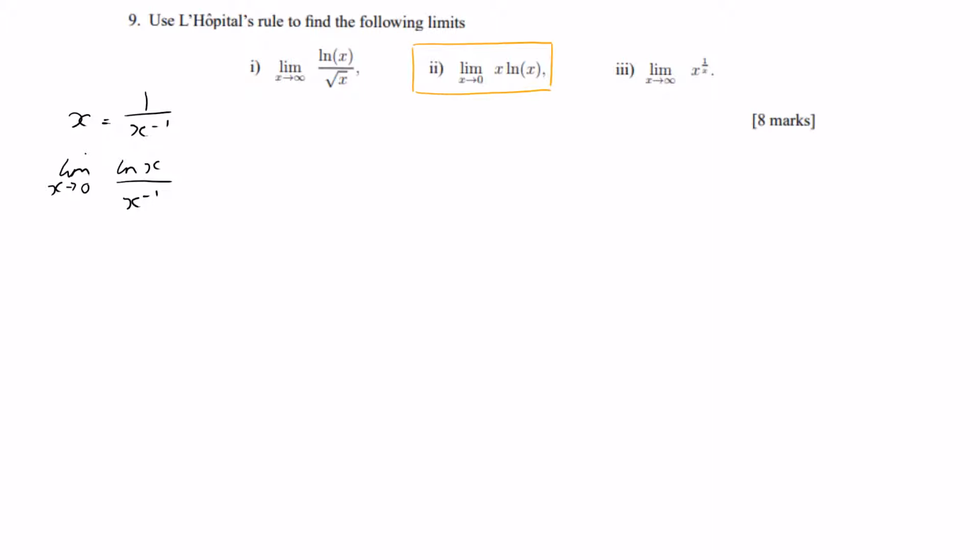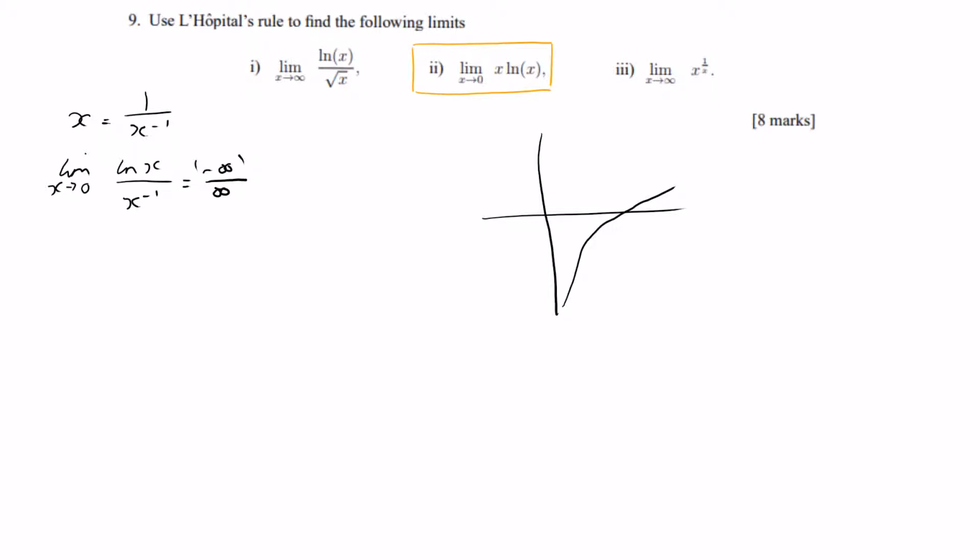Let's have a look at what happens as x tends to 0. So as x tends to 0, ln x, think of the graph for ln x, something like this. Tends to negative infinity, and 1 over x tends to infinity. So here we've got infinity over infinity, so we can use L'Hopital's rule.